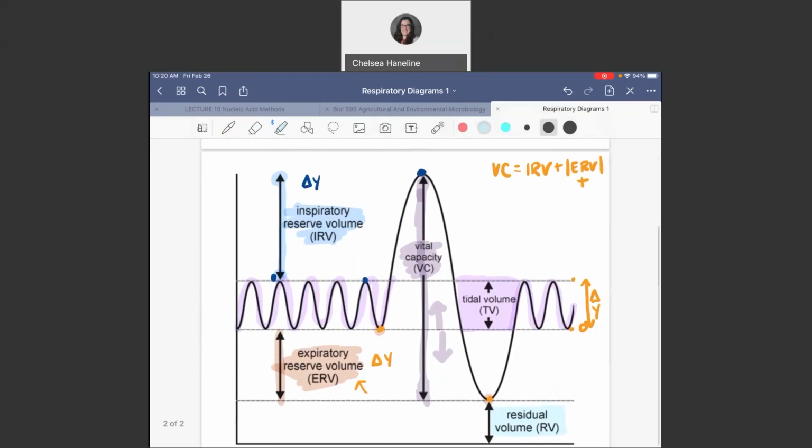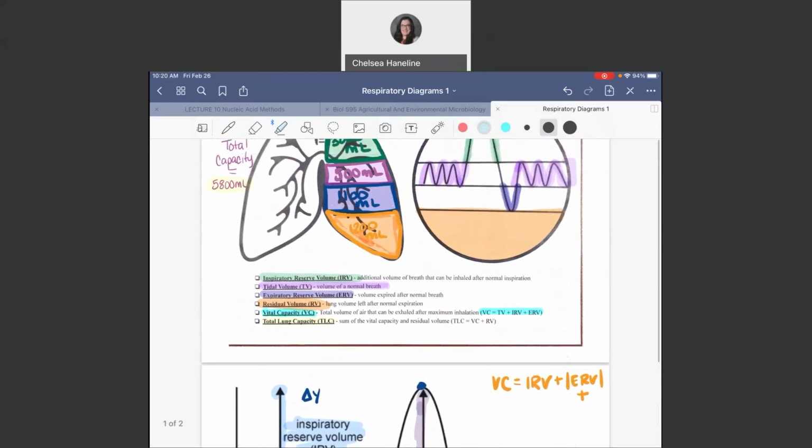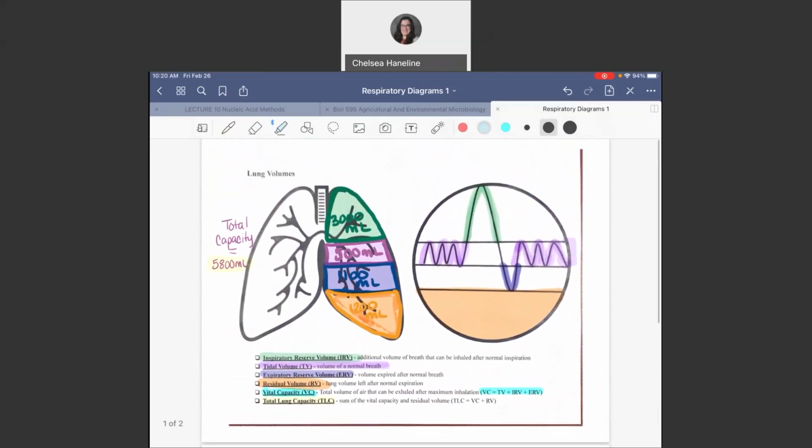So go ahead and take pictures of your notes while following along with me, and then go ahead and put that in your OneNote journal.